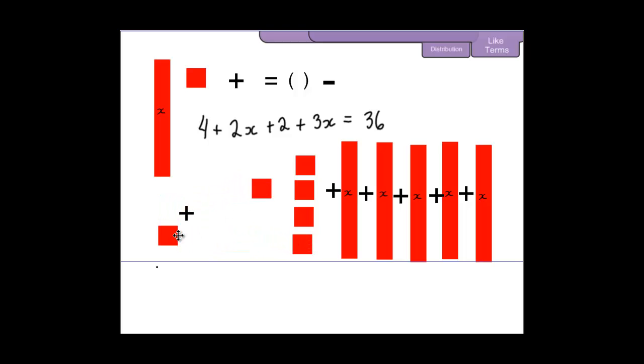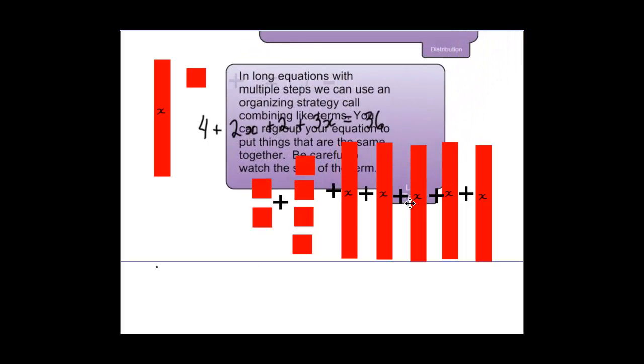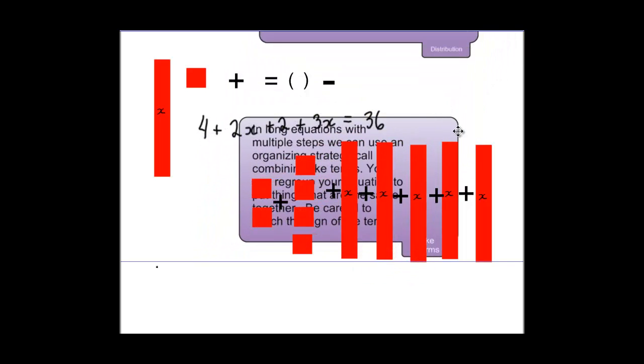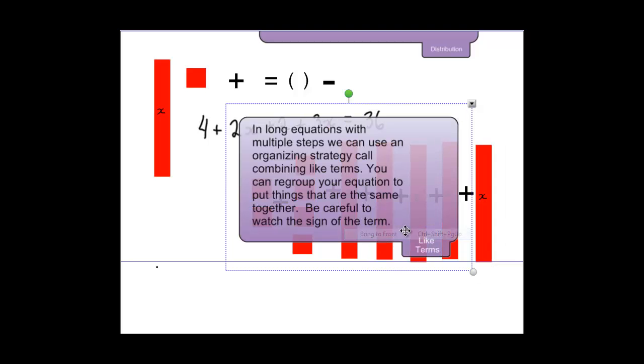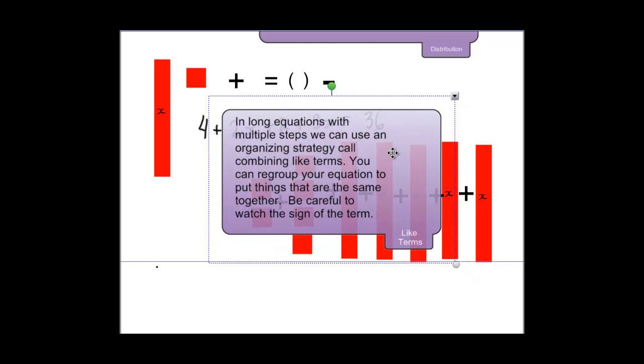I can group these together a little bit to make them okay. Now I've grouped them together. This is what's called grouping like terms. It keeps switching orders on me. This is what's called combining like terms. So go ahead and copy this into your math journal. In long equations with multiple steps, we can use an organizing strategy called combining like terms. You can regroup your equations to put things that are the same together. Be careful to watch the sign of the term.